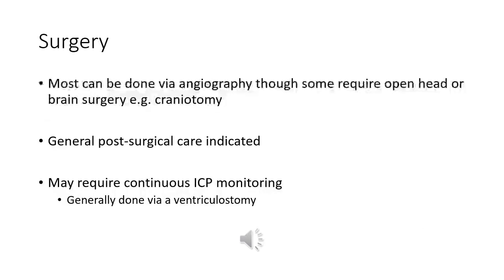So most of those surgeries from the previous slide can be done via angiography. That means that usually a small incision is made in the femoral artery, typically, and then the catheter is inserted up into the offending artery in the brain. Some will require open head or brain surgery, what's called a craniotomy, where the skull is actually cut into and the surgery takes place there. That's not the majority of cases, but it can be done.